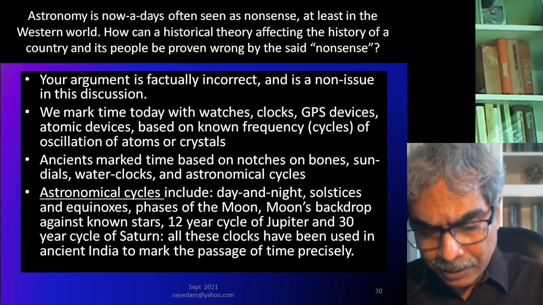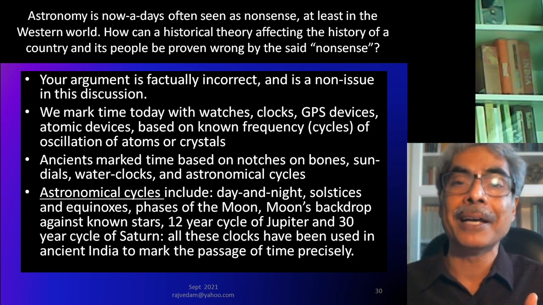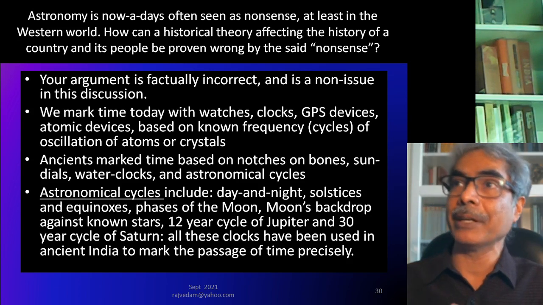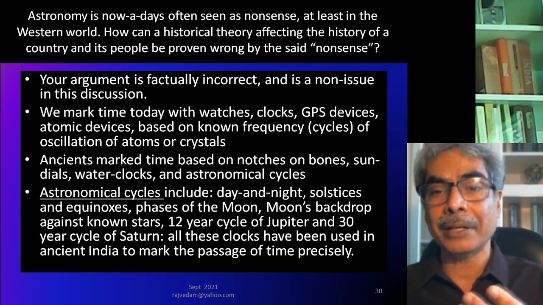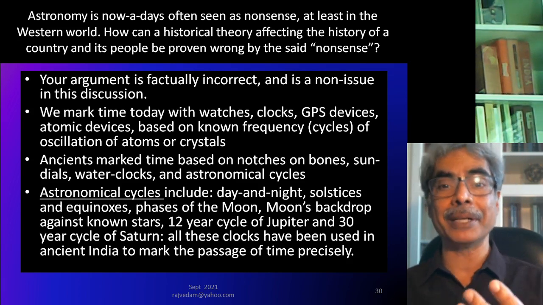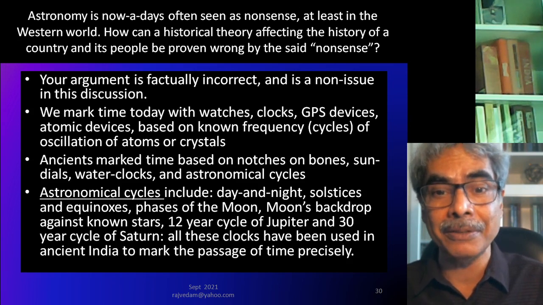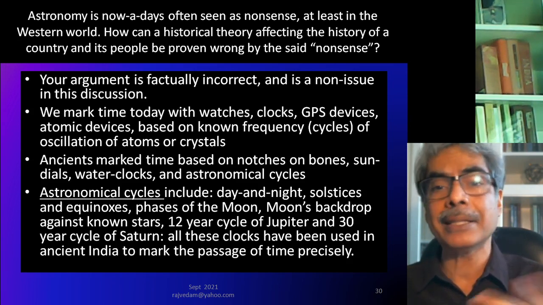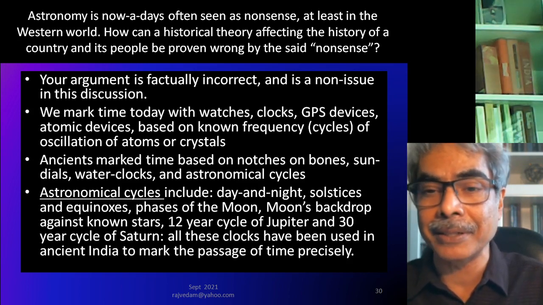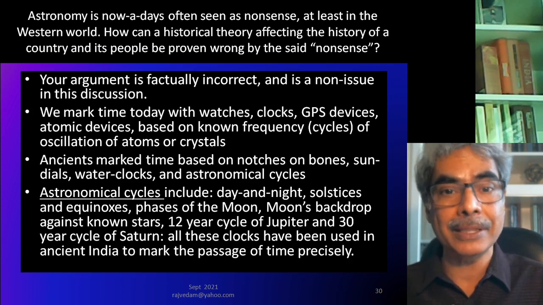At the high level, we can say that ancient cultures were interested in marking time. How do you mark the passage of time? Today it seems trivial to you that we have got a calendar, or we mark time with watches, clocks, GPS devices, based on atomic devices, based on known frequency or cycles of oscillation of atoms or crystals. We can say that we can make pretty precise measurements of time today with these devices. However, the ancients did not have the benefit of this technology.